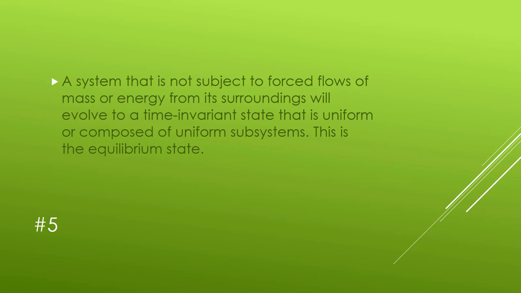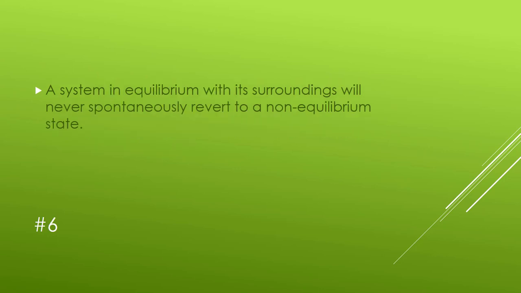Next, a system that is not subject to forced flows of mass or energy from its surroundings will evolve to a time-invariant state that is uniform or composed of uniform subsystems. This is what we will call the equilibrium state. So if you do not have flow in or out, eventually over time things will reach this equilibrium state. Number 6, a system in equilibrium with its surroundings will never spontaneously revert to a non-equilibrium state. We frequently call this the definition of equilibrium.